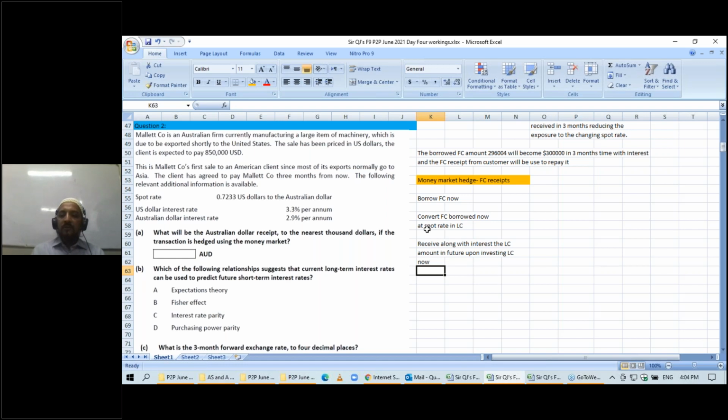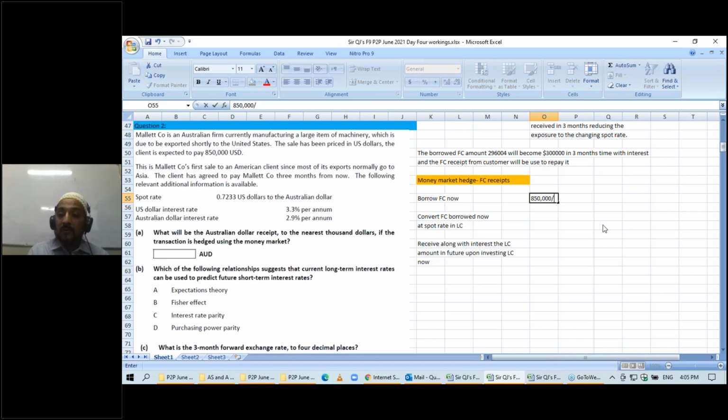Okay, so the first step of the strategy was that we will borrow foreign currency now. How much will we borrow? The present value of the currency to be received. So first we will calculate the present value of the currency to be received. $850,000 are to be received in some time, and we will multiply this by 1 plus r to the power minus n, or divide by 1 plus r to the power n.